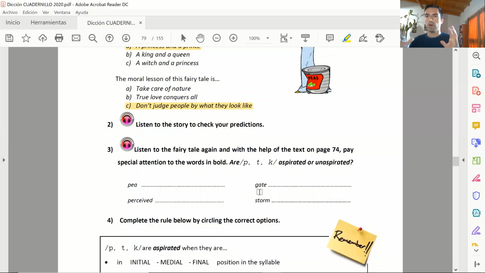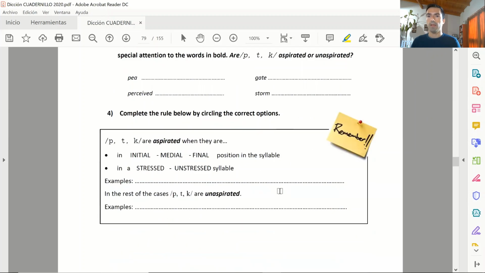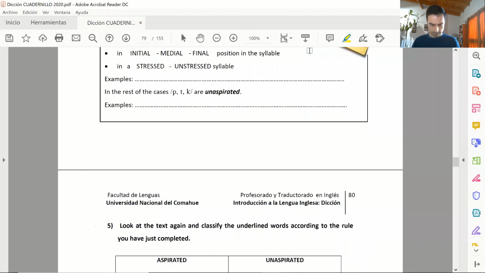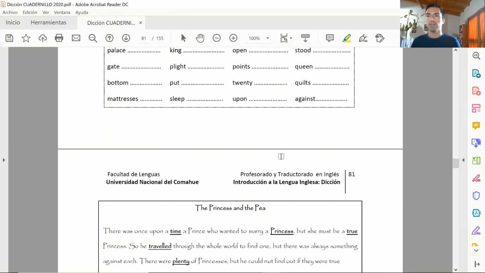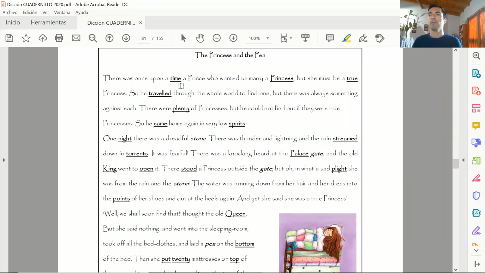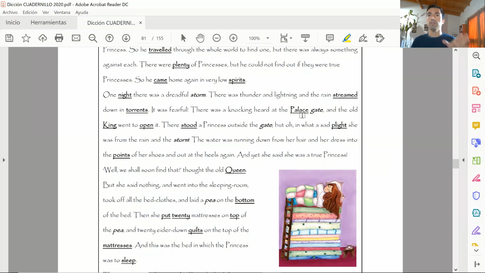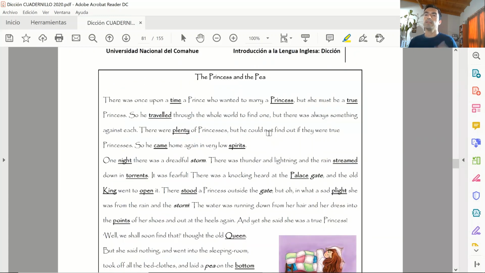Now, let's now focus on aspiration. The idea now is that you have a look at the text that you have listened to, which is on page 81. Here. So as you can see, the text is full of words that have been highlighted. They are in bold and they are underlined. So you have to listen to it again and identify if the sounds in those words are aspirated or not. So you should be able to see if they say time, time, which is not aspirated, or time, time, which is aspirated. All right?